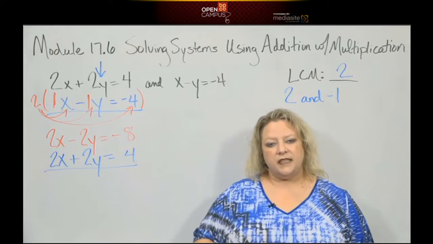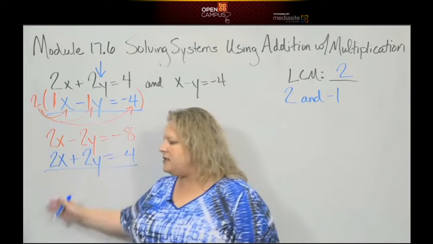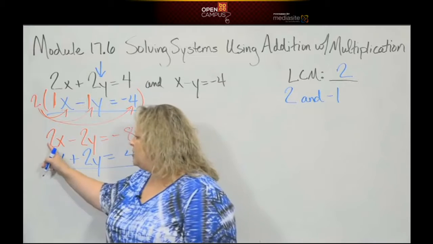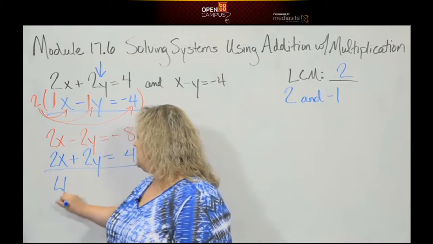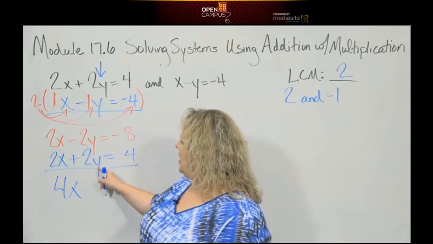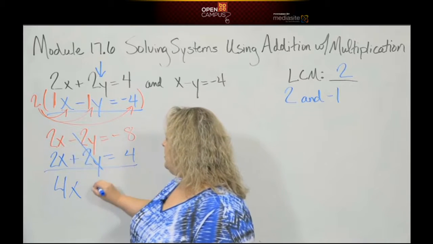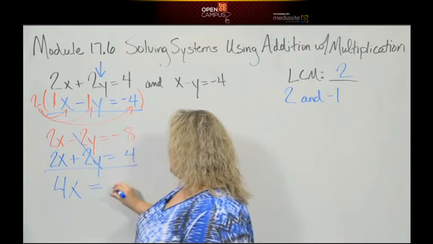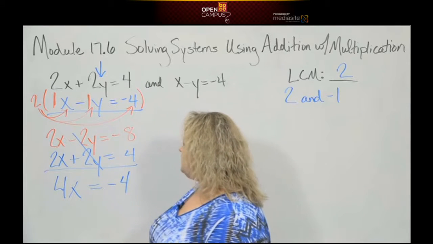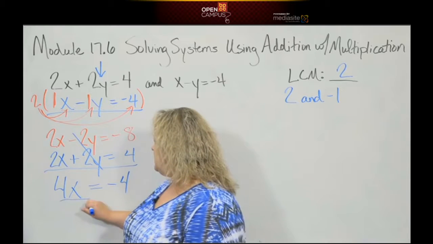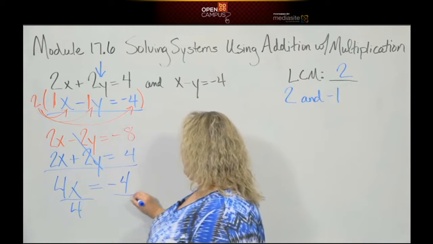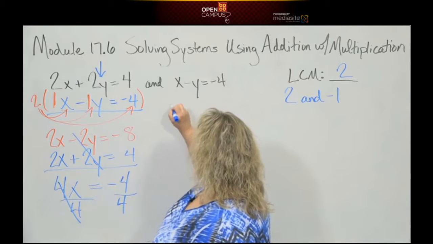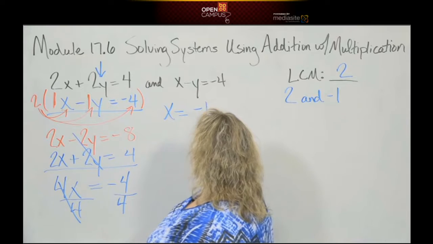Now, when I do the addition method, when I add these two things together, my y values are going to cross out. Watch what happens. 2x plus 2x makes 4x. Negative 2y and a positive 2y, they're opposites of each other. They eliminate and give you 0. Negative 8 plus positive 4 gives me negative 4. Now my last step is to divide by 4. Divide by 4, and I get, I'm going to write it up top, x is equal to negative 1.